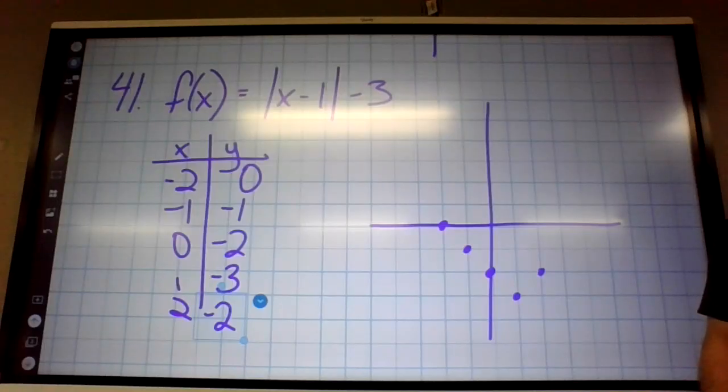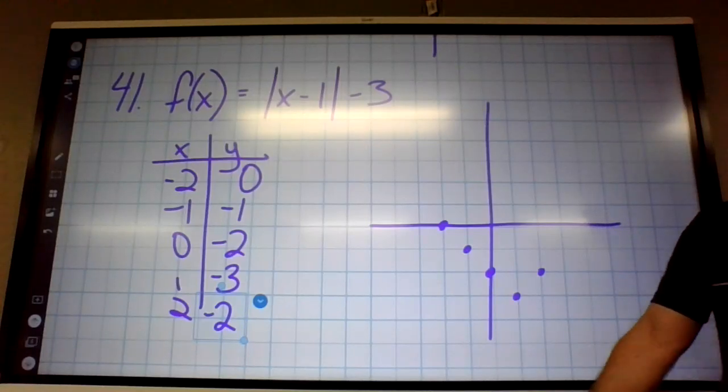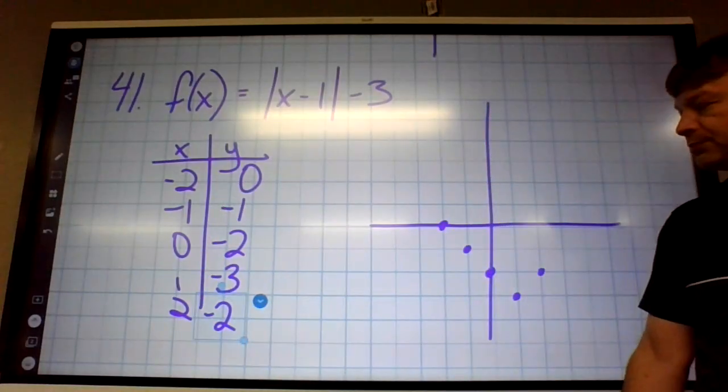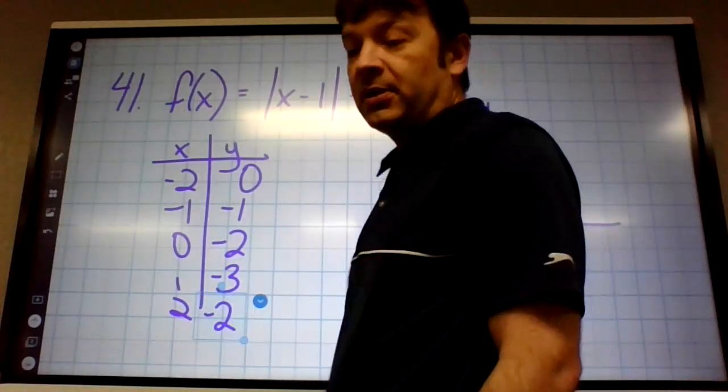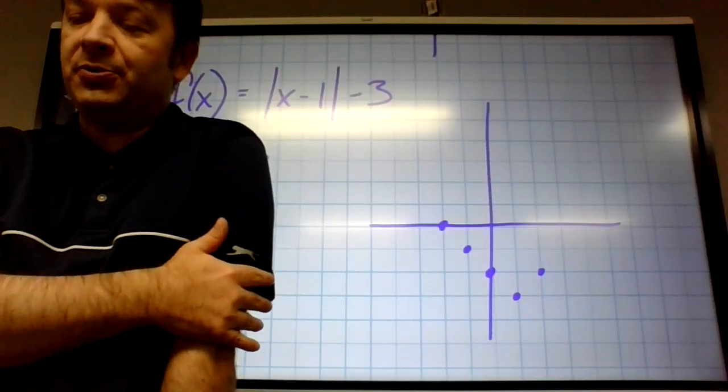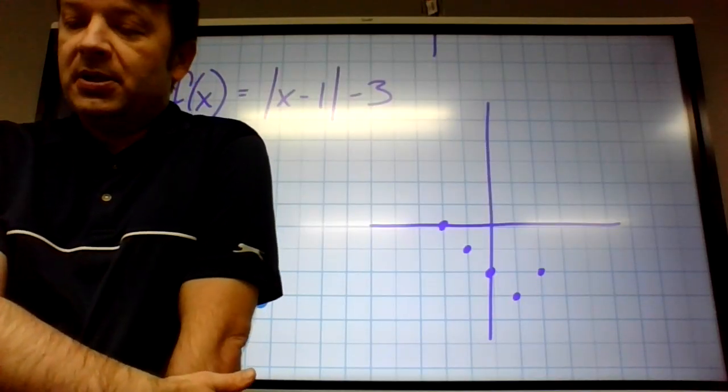All right, -2, 0, -1, -1, 0, -2. So you can see the V is starting to form, but we're not supposed to keep going on this. We do not make a line because they gave us the domain and it's limited to those 5. So on 40 and 41, we're not supposed to draw a line. On 39 and 42, we are supposed to draw a line.